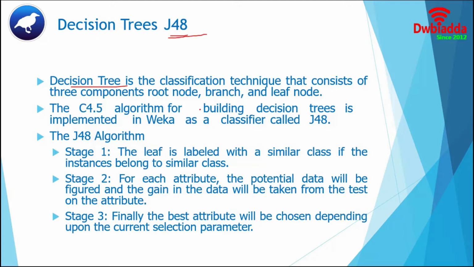J48 is a decision tree algorithm that is generated from Quinlan's C4.5 algorithm. This algorithm has three major stages. In stage 1, the leaf is labeled with a similar class if all instances belong to a similar class. In the second stage, for each attribute, the potential information will be figured and the gain in the information will be taken from the test on the attribute. In the final stage, the best attribute will be chosen depending upon the current selection parameter.